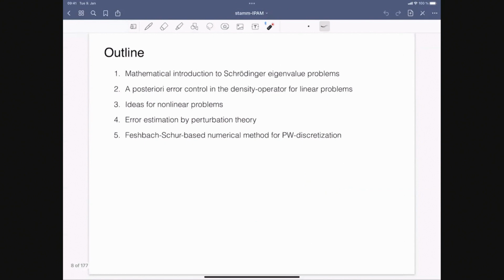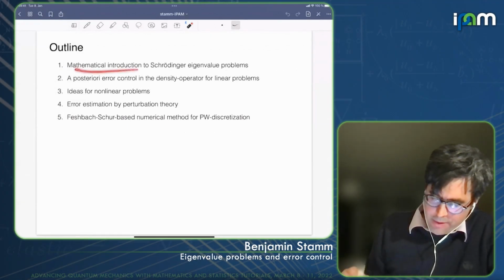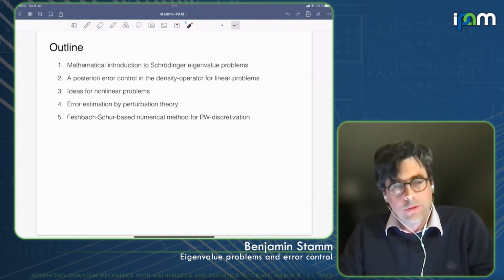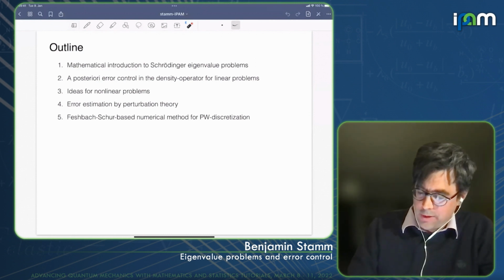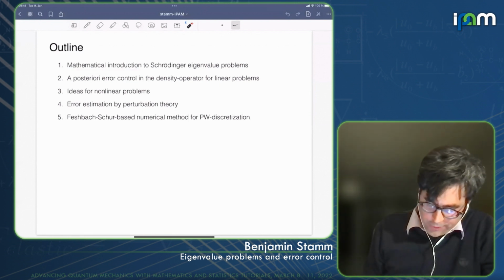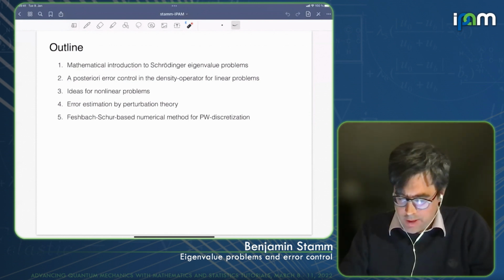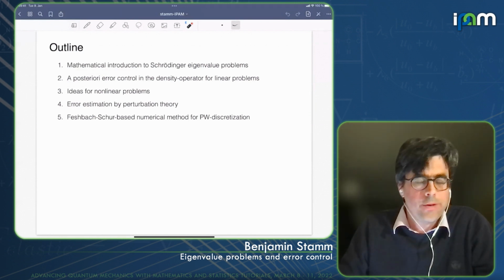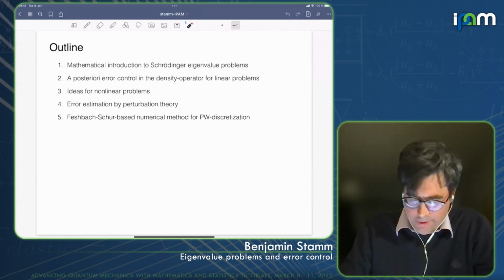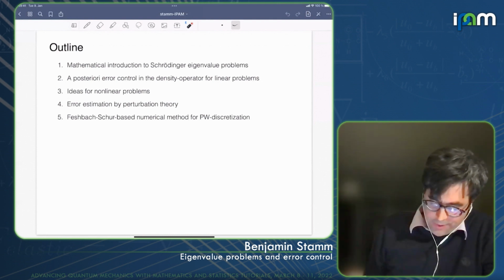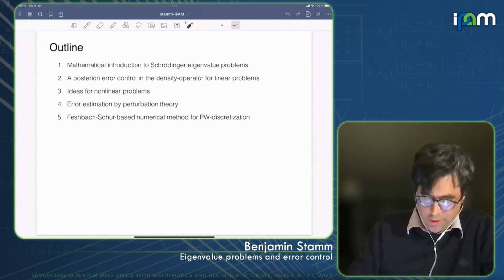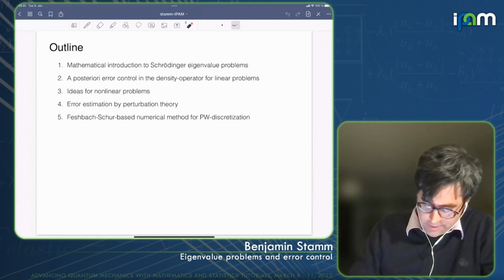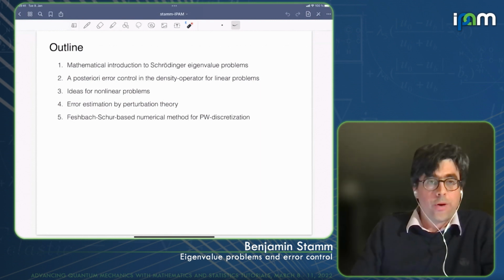All right. So here is the outline of today. This is more a math-focused talk. I give first some mathematical introduction to the Schrödinger eigenvalue problems, some families of nonlinear eigenvalue problems, including Kohn-Sham DFT. And then I first address the a posteriori error control in the density operator for linear problems. If you have any question, please just let me know in some form. I don't know what the usual procedure is for virtual talks, but please let me know. Then I will present some ideas to extend it to nonlinear problems before going to error estimation by perturbation theory. And if there's time remaining, I speak a bit about the Feshbach-Schur-based numerical method for plane wave discretization.